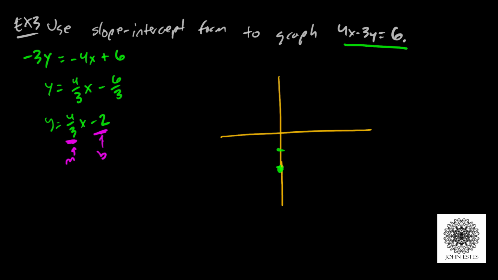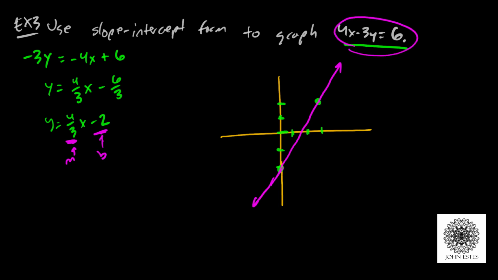Now remember, this is the rise over run idea. So what this means is to find the next point on my line, I need to go up 4. So I go 1, 2, 3, 4. And to the right, 3. 1, 2, 3. At that point is my second point on my line. And if I'm good with my penmanship, I should be able to connect these in a straight line. And there it is. There's the line represented by this equation.